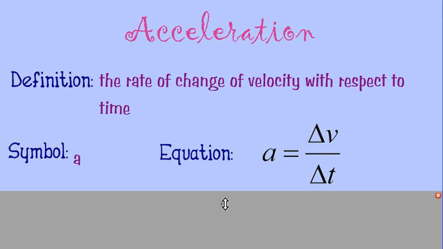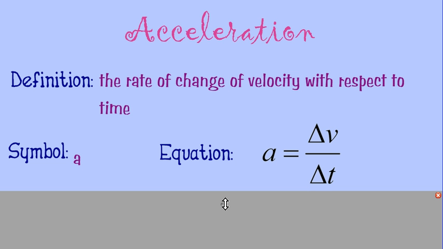Here we see our equation for acceleration. The symbol A is used for acceleration, which should make some sense. And we see that it's the change in velocity over the change in time. Remember, we calculate the change in something by doing the final of that value minus the initial of that value.